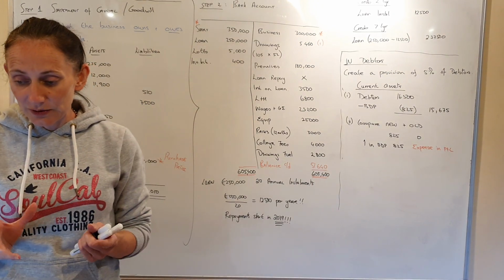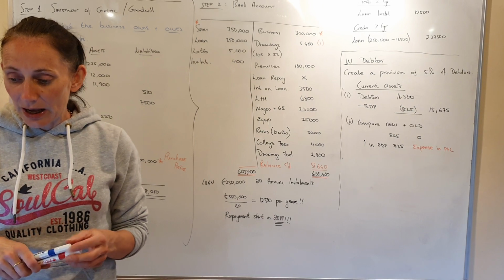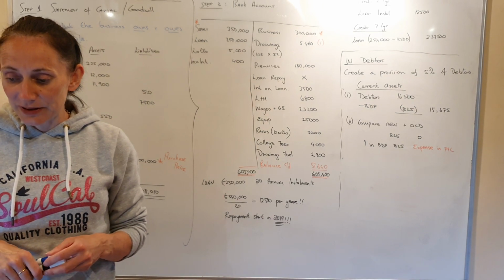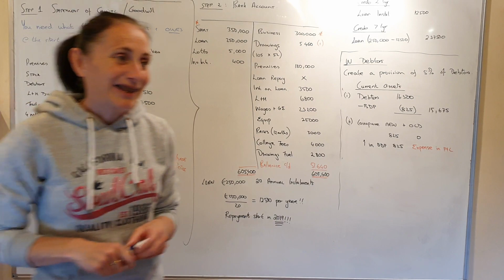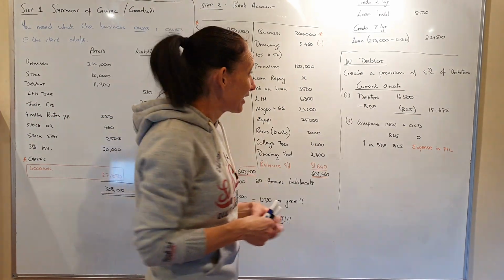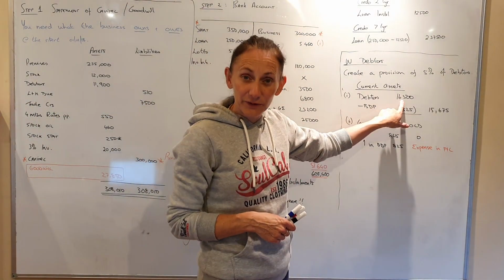Now, which figure do you use? It says, decided to make provision for bad debts amounting to 5% of debtors. That has to be the debtors that you hold at the end. So just watch this figure here. It has to be the figure at the end.